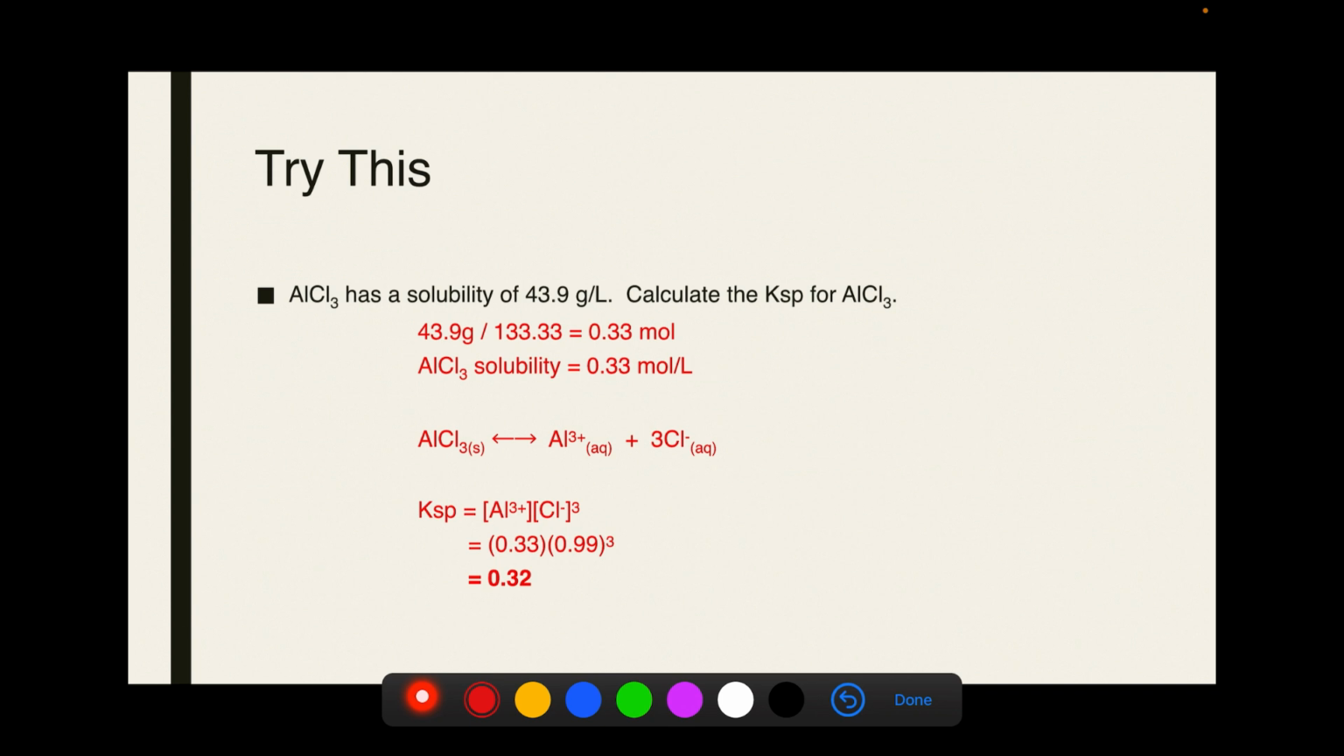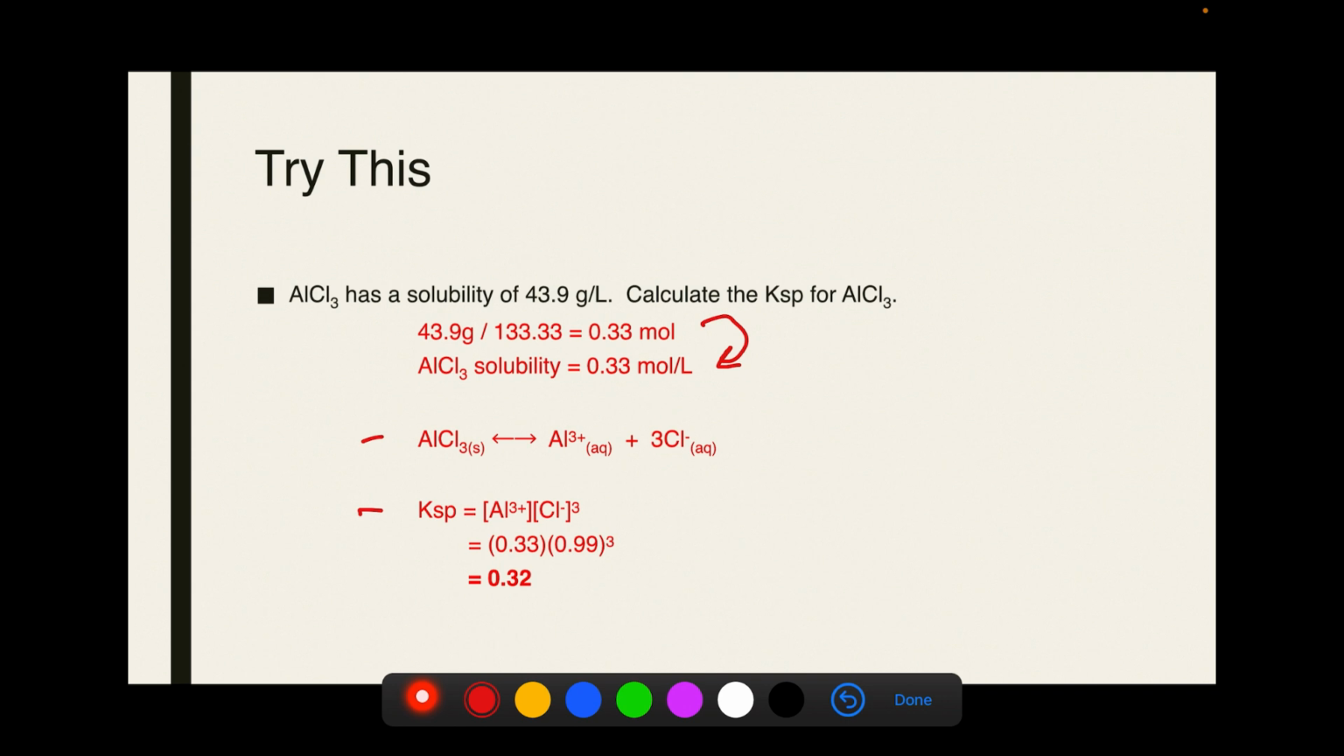There are a few tricks here. First, we had to convert our grams to moles, so we actually had a molarity instead of grams per liter. Then we write our dissociation equation and our KSP expression. But notice there's a bit of a trick here.